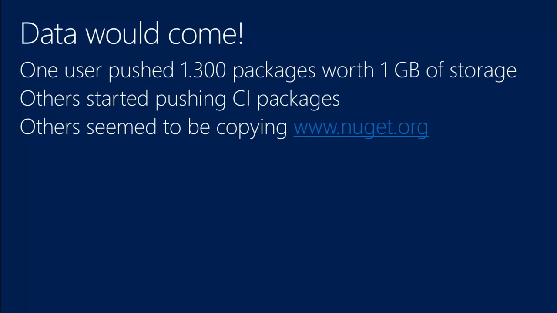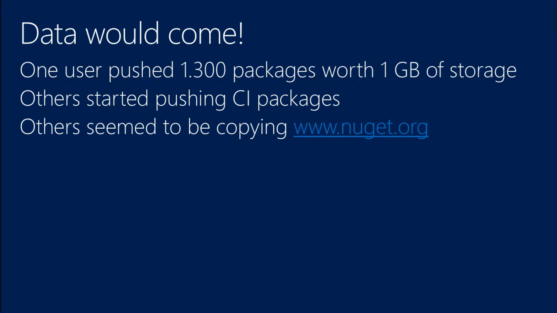Now, the interesting thing is that some open source project, and I can say the name because it's open source, .spatial, they are doing all kinds of things with spatial data and spatial data types, and they were pushing all their continuous integration packages to MyGet. So one user, .spatial, pushed like 1,300 packages worth like 1 gigabyte of data. Some others also started pushing their continuous integration packages to MyGet. And then some others were just copying NuGet.org to have a copy of NuGet in their own feeds.